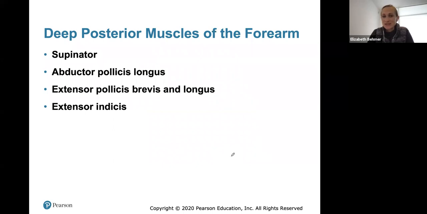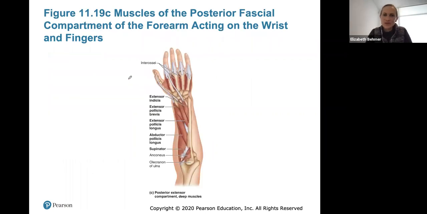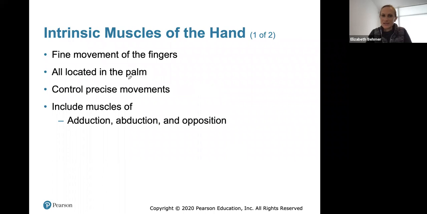Deep posterior muscles of the forearm, again, many have the extensor name to them. They also might be a supinator muscle if they help to supinate the forearm, or abduct the pollicis, which means straighten out the pollicis muscle. So here we have more posterior compartment of the forearm muscles.